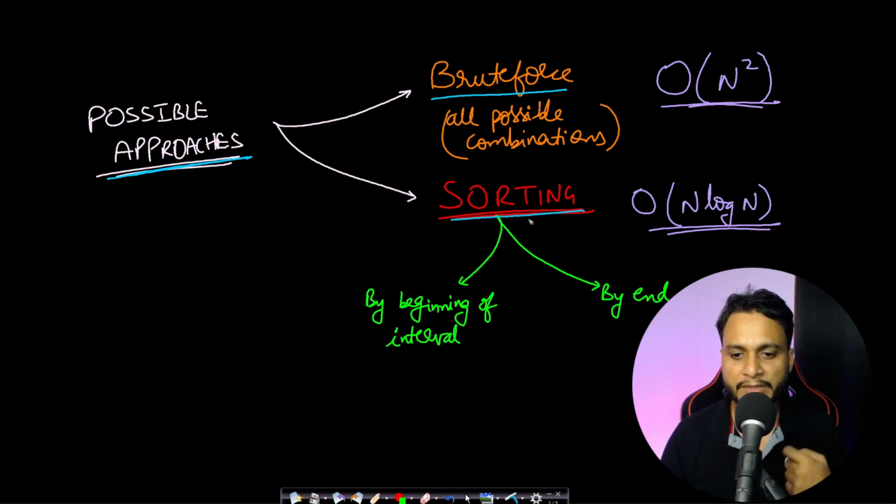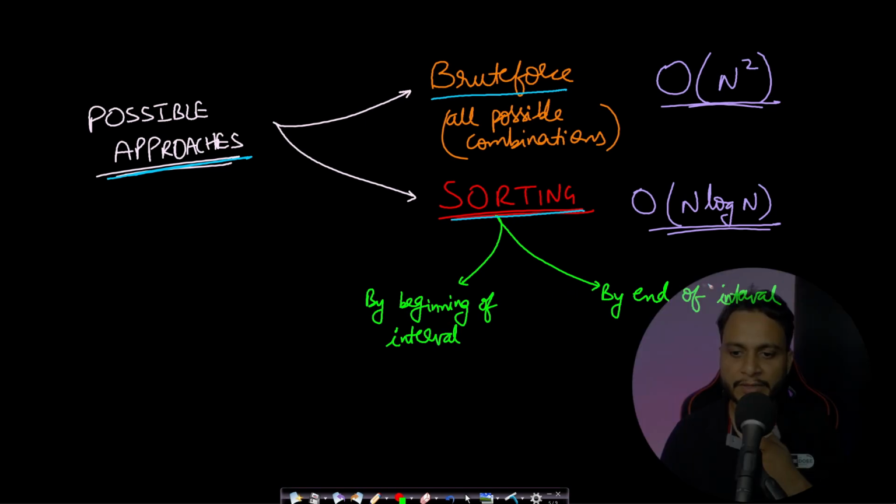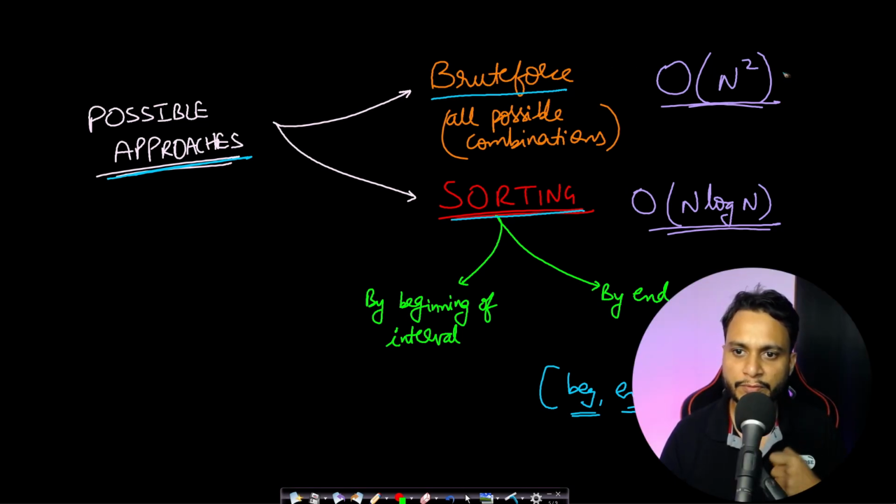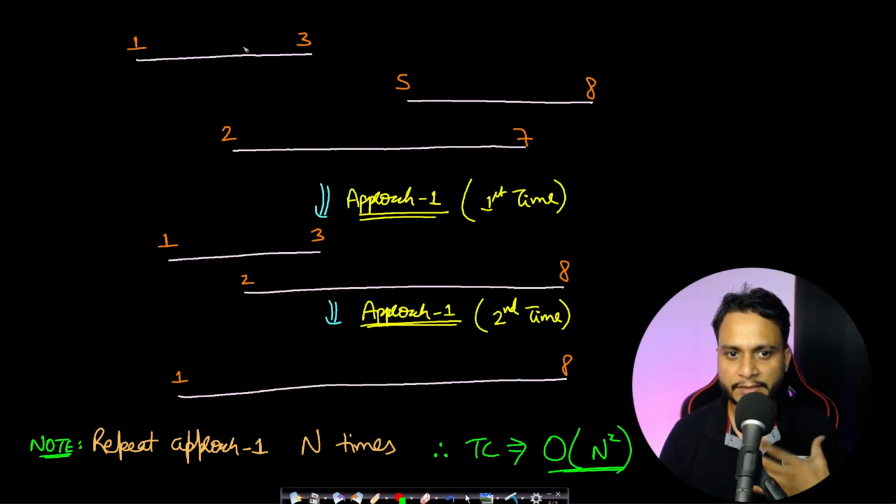And the second approach can be doing the sorting algorithm. And by sorting, we mean that we can sort based on the beginning of the interval or the end of the interval. So interval has 2 points, begin and end. So we can sort based on the first value or on the second value. We will see both the solutions, but let's first see how the brute force solution would work. So let's take the same example and we will try the brute force solution.